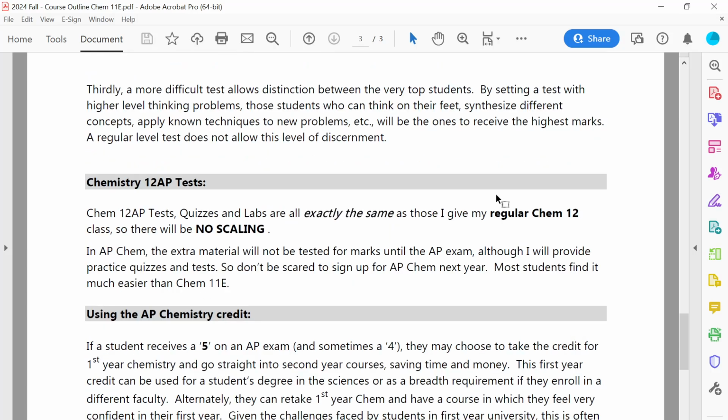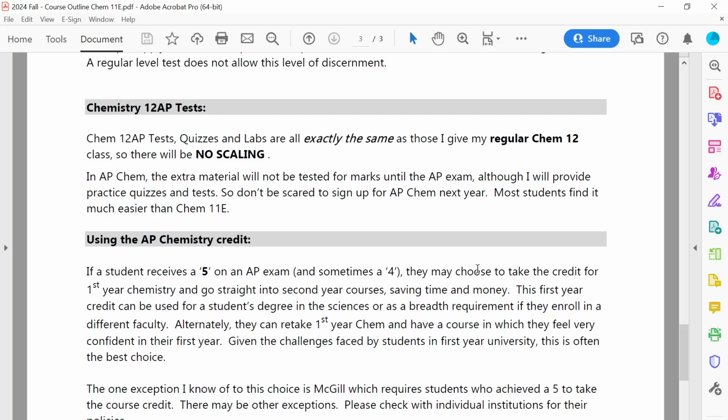Now, when you get to grade 12, there's no difference. It's just too difficult to come up with 2 different assessments, so you just write exactly the same test as my regular grade 12 courses. Chem 12 and AP Chem map very well. AP Chem is just a little bit extra compared to Chem 12. Most of the extra stuff happens in grade 11. If you get a 5 on the exam, you can get course credit. If you get a 4 on the AP exam, sometimes you can get course credit.